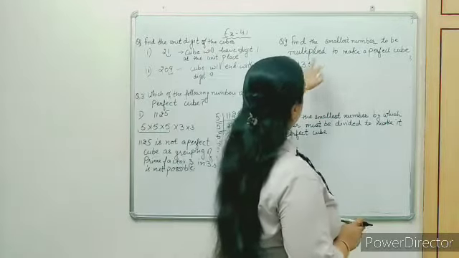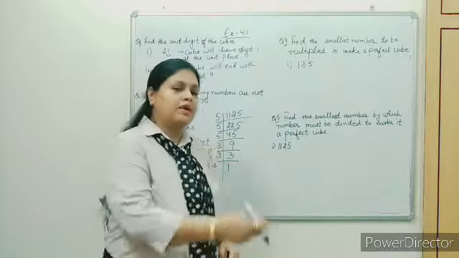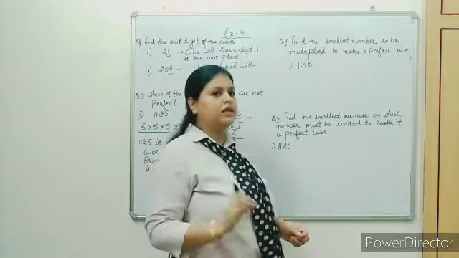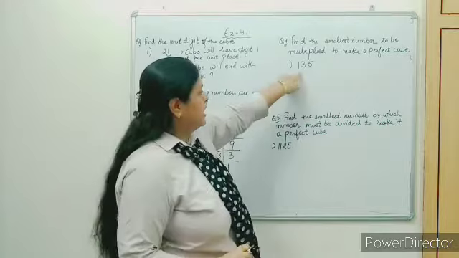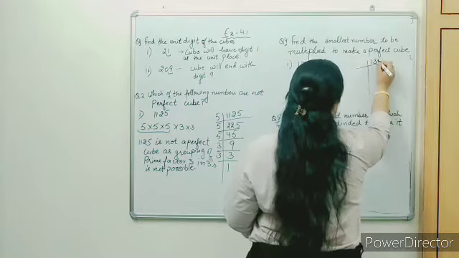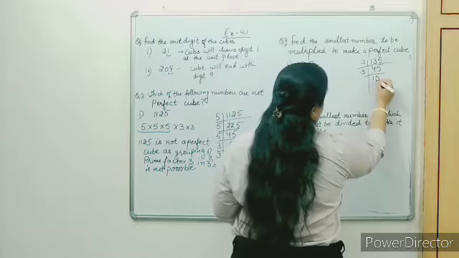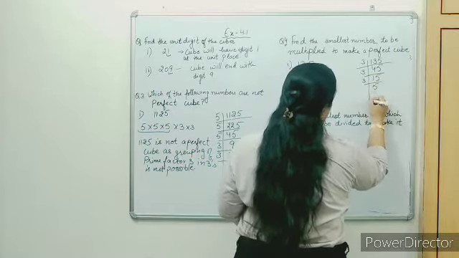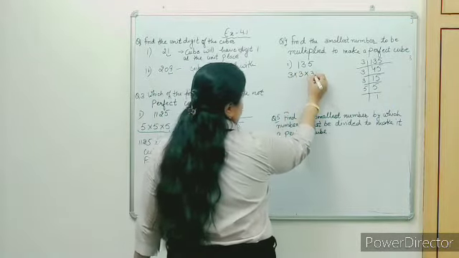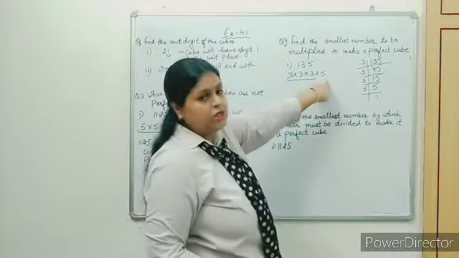Find the smallest number to be multiplied to make it a perfect cube. The number is not a perfect cube, but we have to make it a perfect cube by multiplying it with some number, and that number should be the smallest number possible. So again for this you have to do the prime factorization. 3 4s are 12, 3 5s are 15, 3 5s are 15, 5 and 1. So what are the factors? Factors are 3 into 3 into 3 into 5. Now grouping of 3 is done, but grouping of this 5 is not possible.